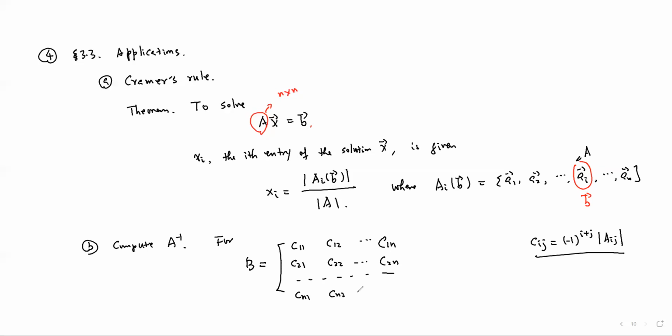Form this matrix with rows N1, N2, up to Nn. Then the formula for A inverse is 1 over the determinant of A. Compute the determinant of matrix A, then times B, the cofactor matrix, and take the transpose. That is the formula. We can use determinants to compute an inverse. This is section 3.3.